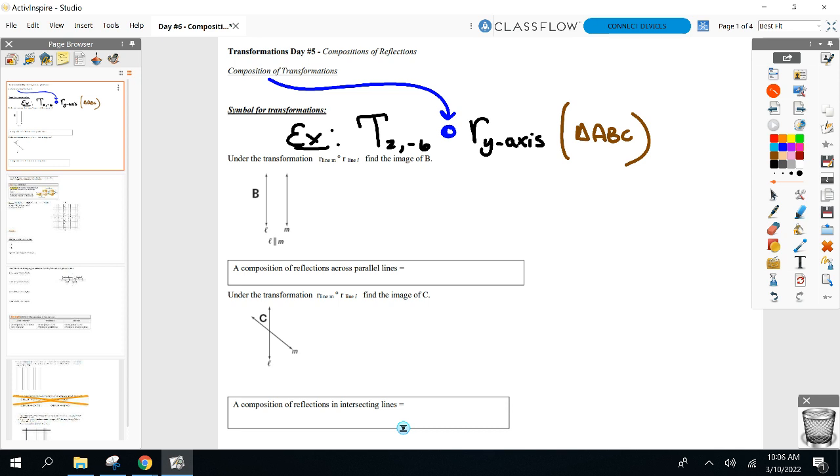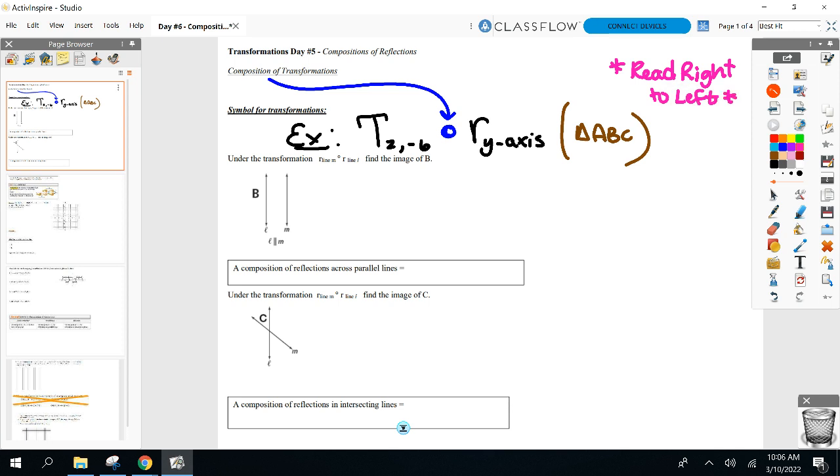Now, most of you would say, all right, I read books left to right, so that's probably how I'm going to read this one. I'm going to take triangle ABC and move it right 2, down 6, and then I'm going to reflect it over the y-axis. This is the catch, and here's what you've got to remember. I don't read it left to right. These compositions are read right to left. I know that seems crazy, but this is how I perform them.